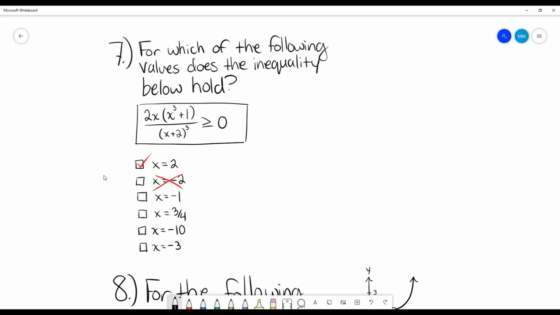Let's plug in this negative 1 now. So I've got a negative 1 plus 2, which is just 1. To the third is just 1, so our denominator is 1. It's positive. Look at that, negative 1 times 2 is negative 2 times a negative 1 plus 1, which is just going to be a 0. 0 times negative 2 is 0, which is greater than or equal to 0. So that one also works.